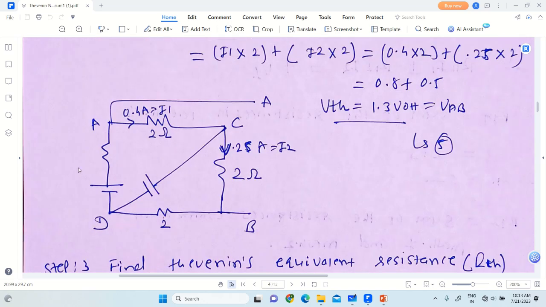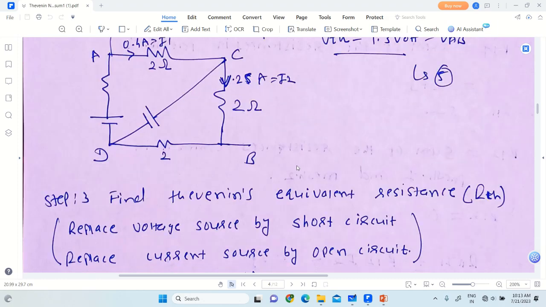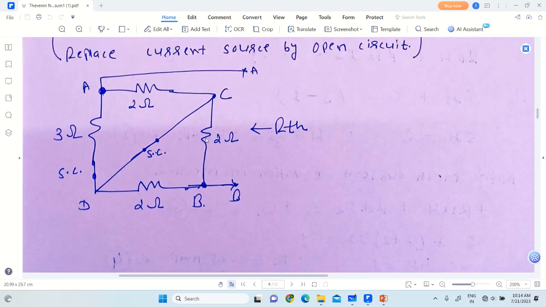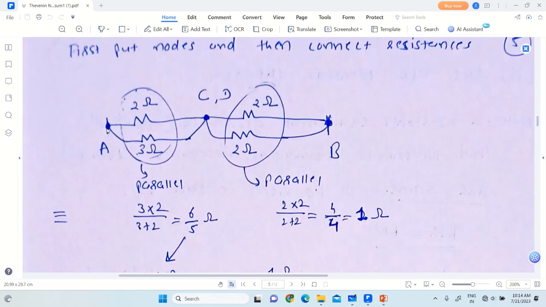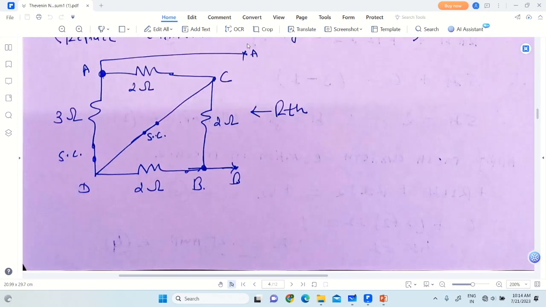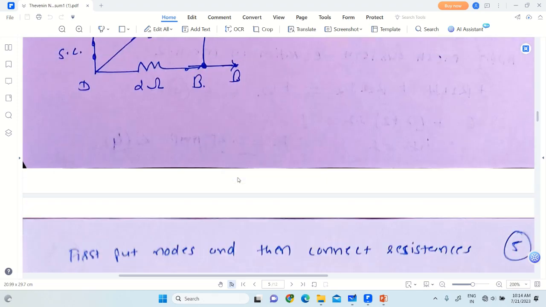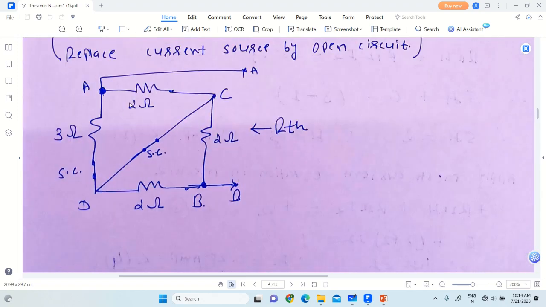This was our circuit. There are two voltage sources, and both are replaced by short circuits in the equivalent circuit. The remaining circuit remains the same. Now again redraw this circuit. First of all, place the principal nodes: A, B, and C and D, which are both short circuited. So C and D are the same node. Now one by one connect the resistances available between the various nodes.